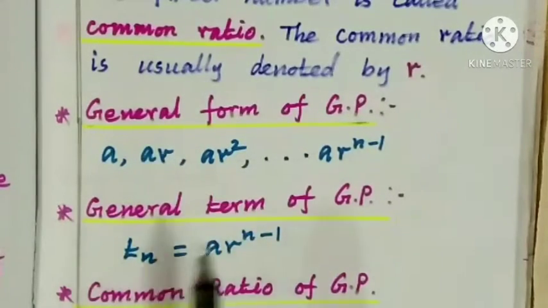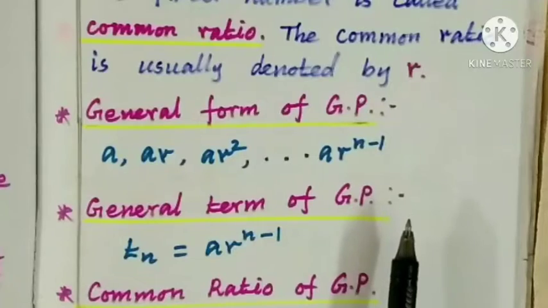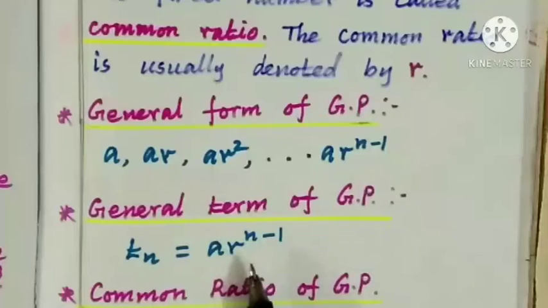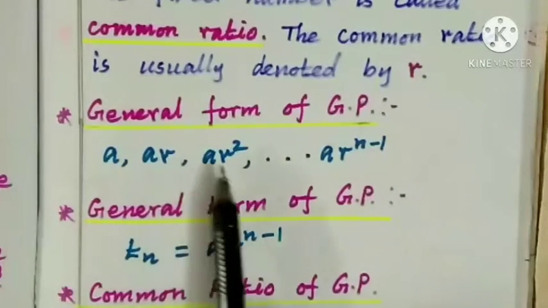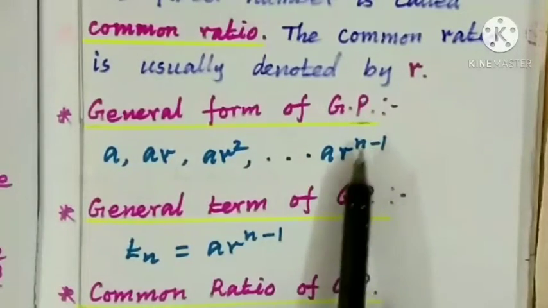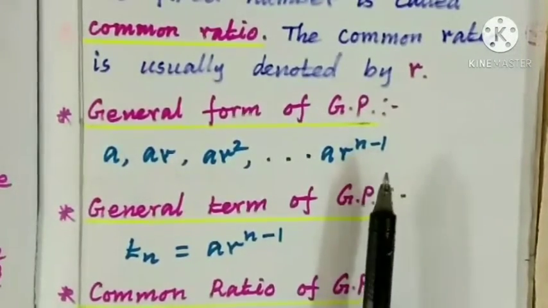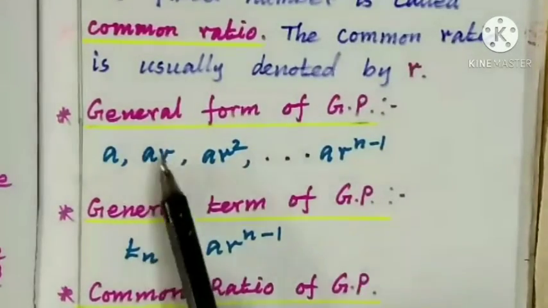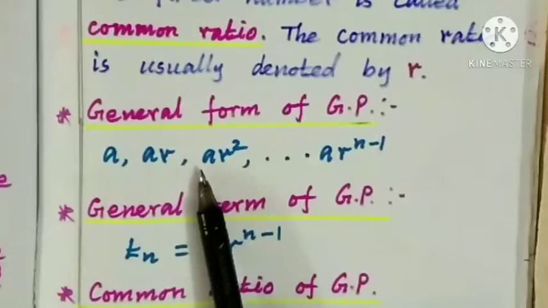Next heading, general term of a GP. We try to find a formula for the nth term or general term of a geometric progression whose terms are in common ratio. That is, a, ar, ar squared, ar power n minus 1 and so on, where a is the first term and r is the common ratio.